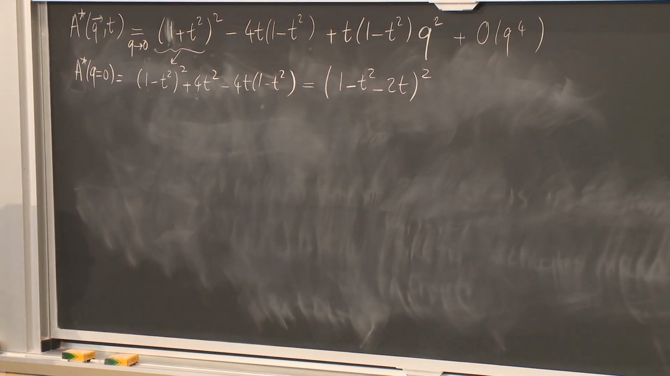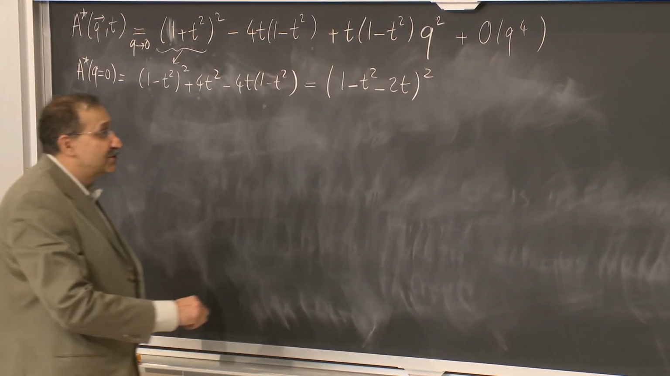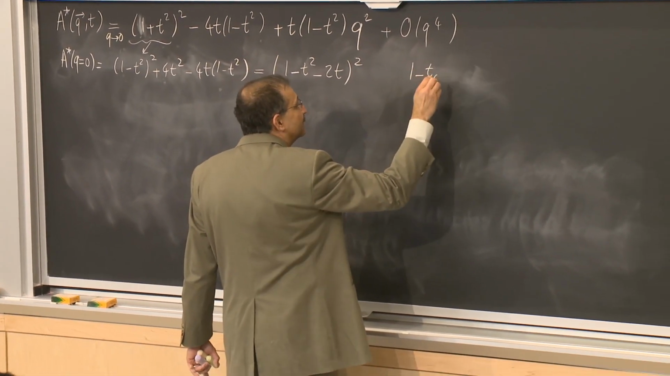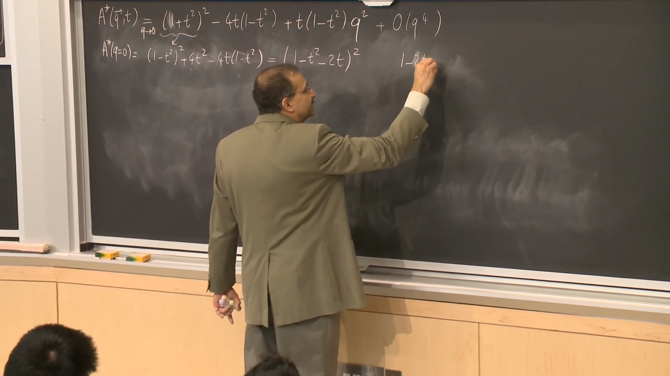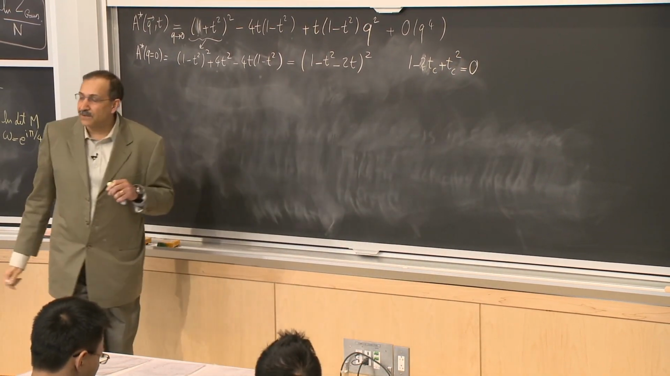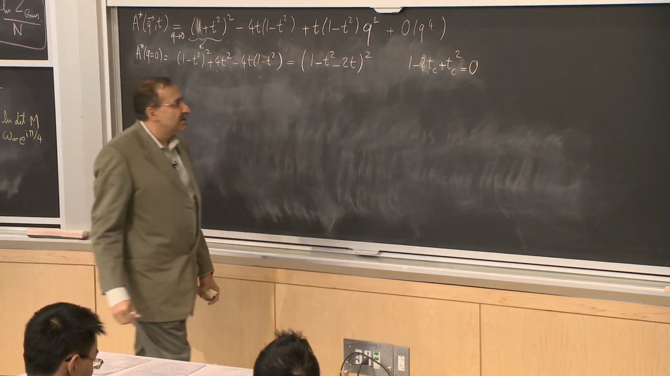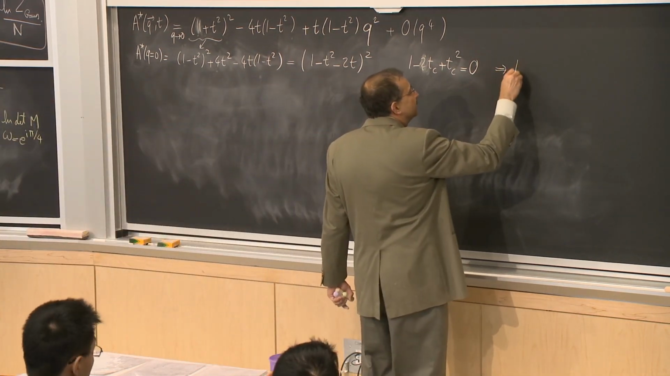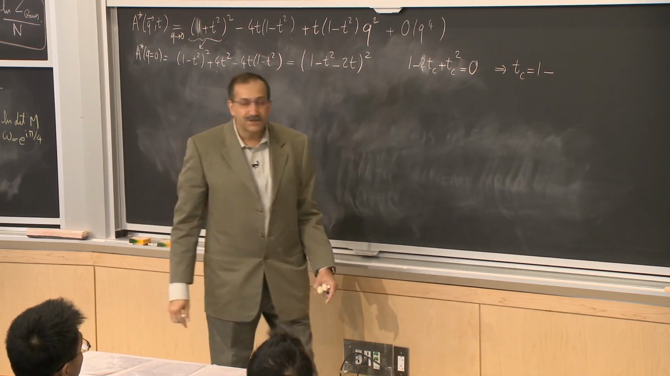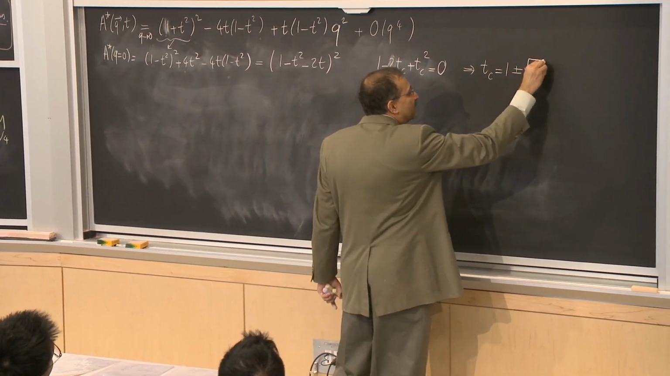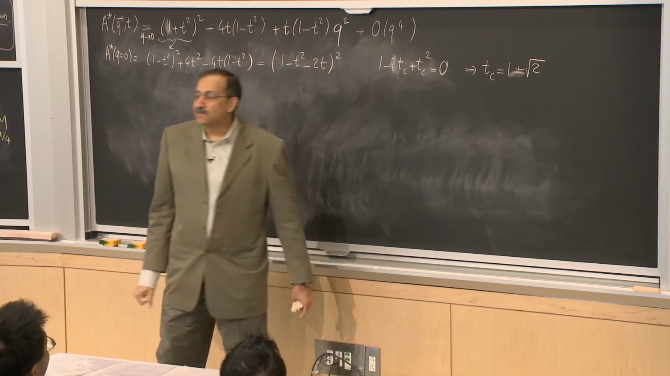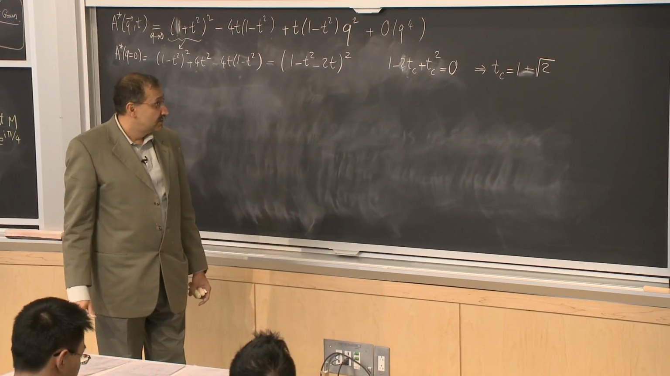But there is a special point when this thing is 0. So there is a point when 1 minus 2tc plus tc squared is equal to 0. The whole thing goes to 0. And you can figure out where that is. It's a quadratic form. It has two solutions, 1 minus plus square root of 2. The negative solution is not acceptable.